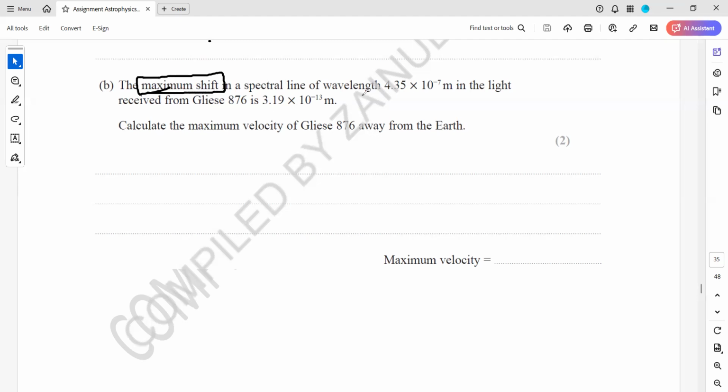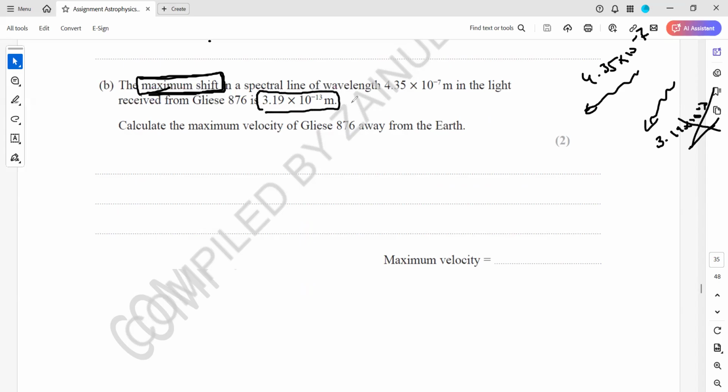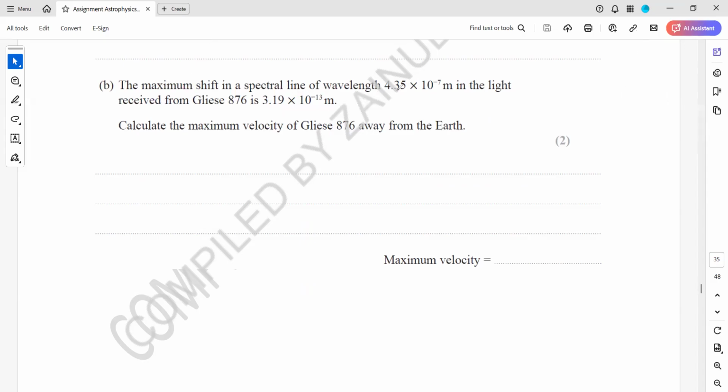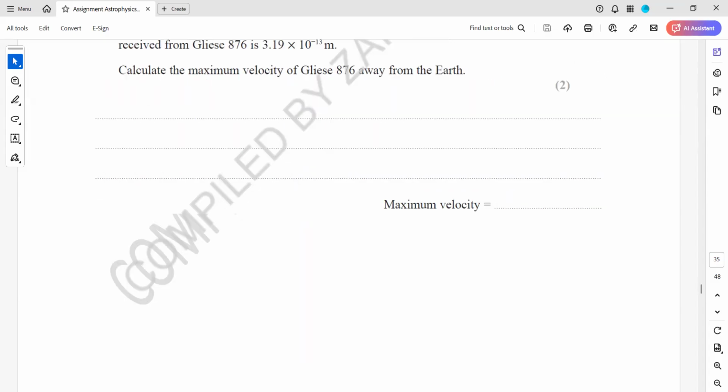So the maximum shift in the spectral line, they did not say that first we expect to receive 4.35 × 10^-7, and now we are receiving 3.19 × 10^-13. That is not the case. What they mention clearly in the question is that the maximum shift, the change, is given here. This is the change, not the new wavelength. This is delta lambda. If they said, for example, expected is this and now we are receiving this, then yes, we will take the difference in the wavelength divided by the original wavelength.